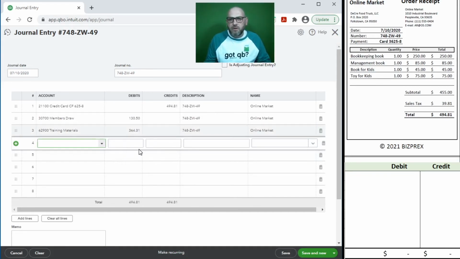Okay, so here it is, right? Debits and credits are depicted. Liability goes up, right? It has to be credited to go up. Draw essentially is an equity account. It offsets equity, so our equity is reduced when it is debited. So it makes sense, right? We're taking the money out of the business, so our ownership is reduced by $130.50. And our expenses on training materials go up because debits increase expenses. So right here, we're good to go.